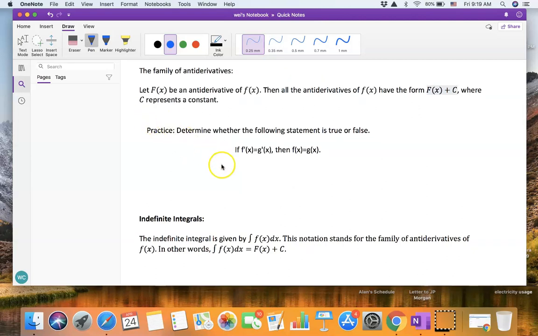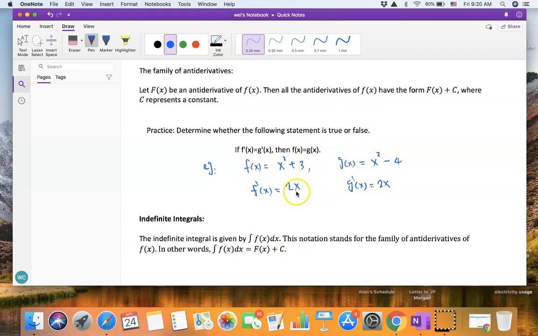Because say we have two functions. One is f(x) equals x squared plus 3, and g(x) is x squared minus 4. Now, obviously, these two functions are different, right? However, when we consider their derivatives, the derivative of f(x) is 2x, and the derivative of g(x) is also 2x. Their derivatives are the same, right? But the functions are not the same.